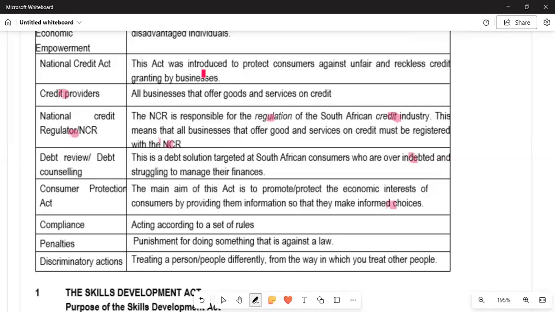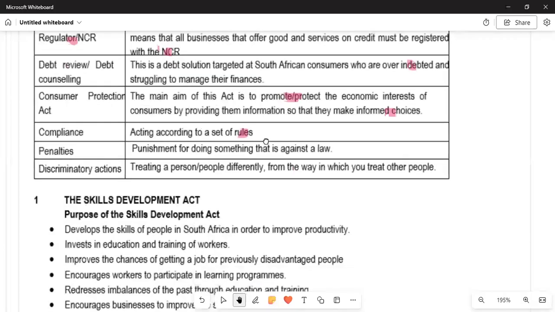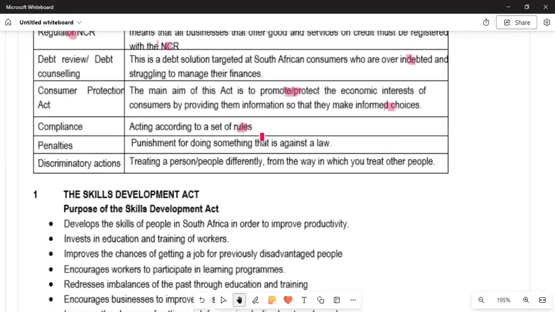Compliance means acting according to the set rules. So for all these acts, there is what you call compliance, whereby we know how to say you have complied with the act. If you don't comply with the act, there are penalties that you are going to face, which is a punishment for doing something that is against the law. Then disciplinary actions, treating a person or people differently from the way in which you treat other people.